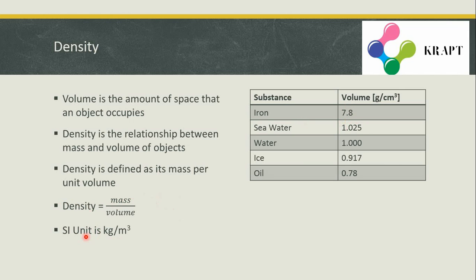Now let us see what is the SI unit of density. So SI unit of density is equal to SI unit of mass by SI unit of volume, which is equal to kg by meter cube. So this is how we can get to know that SI unit of density is kg per meter cube.